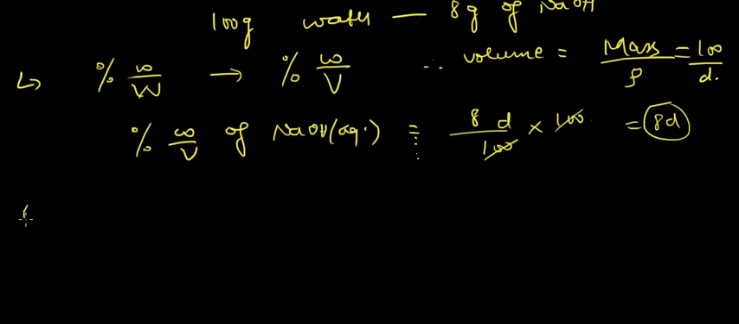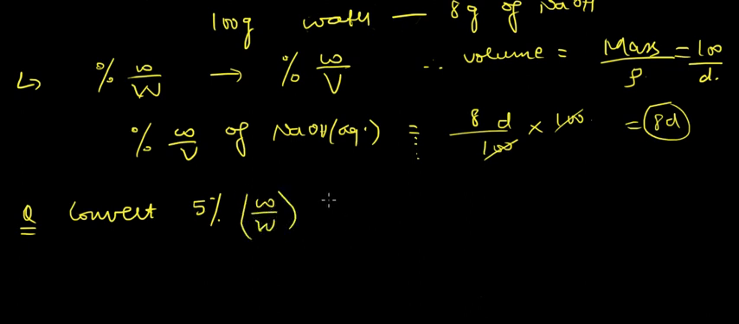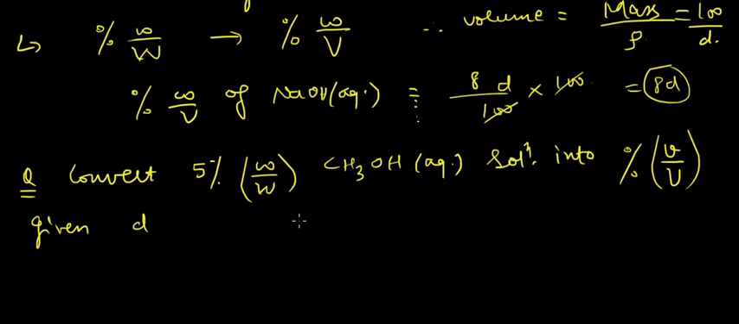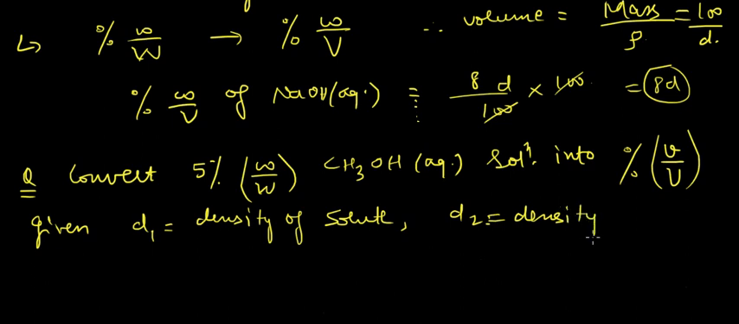Okay, so the next question is you have to convert a 5% W by W CH3OH aqueous solution into percentage small v over V. You have been given D1 as the density of solute and D2 as the density of solution.